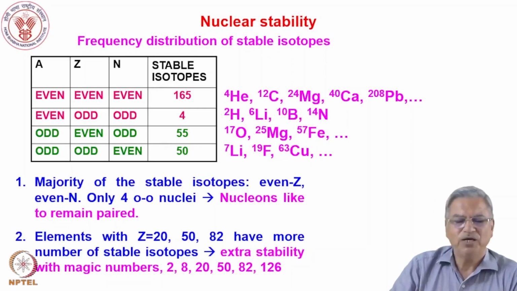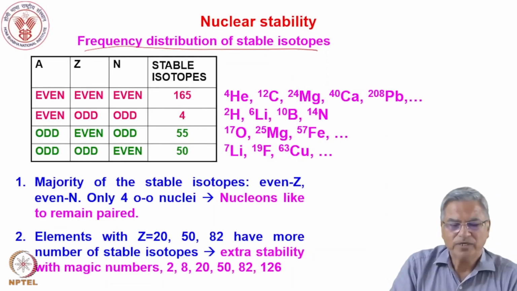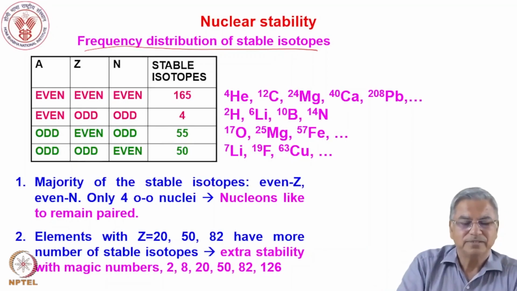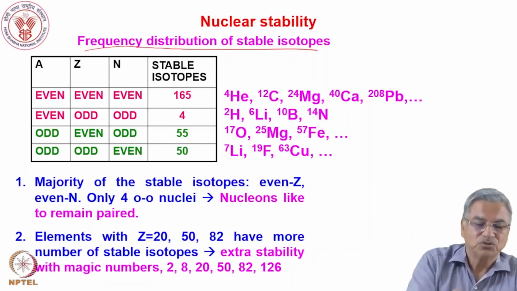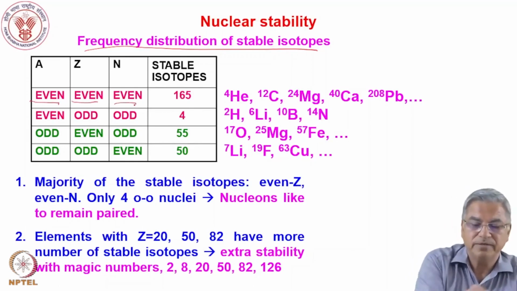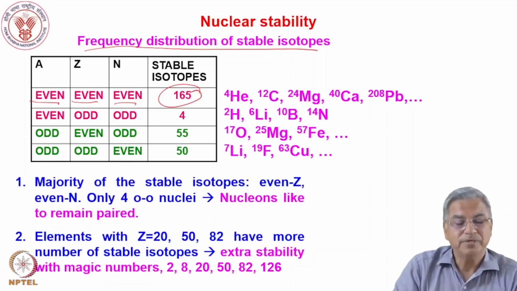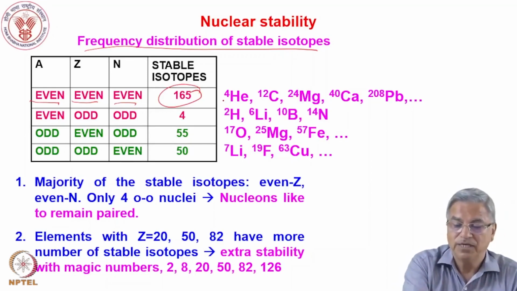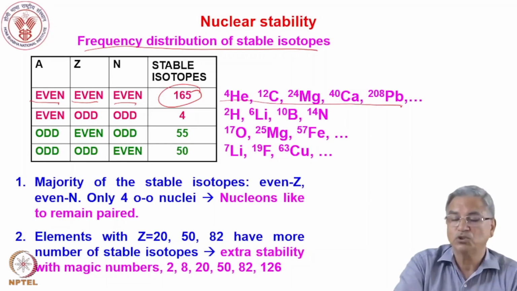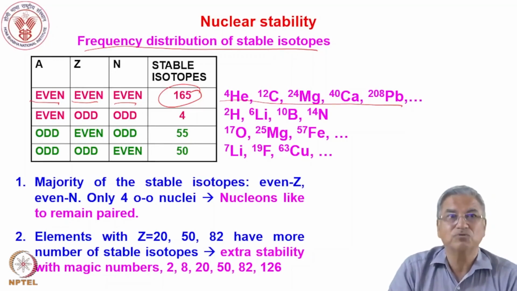A very simple way of explaining this is to see the frequency distribution of stable isotopes. That gives an idea. What I have made here is a table containing the different configurations of protons and neutrons constituting nuclei. An even mass number can come from even Z and even N, and there are 165 stable nuclei having even configuration, for example helium 4, carbon 12, magnesium 24, and so on. These nuclei have even protons and even neutrons. We'll call them even nuclei.